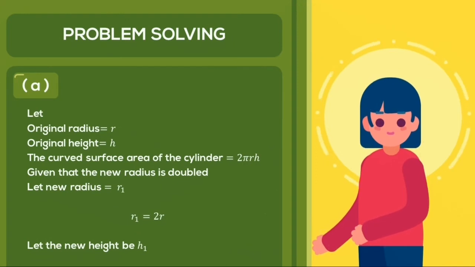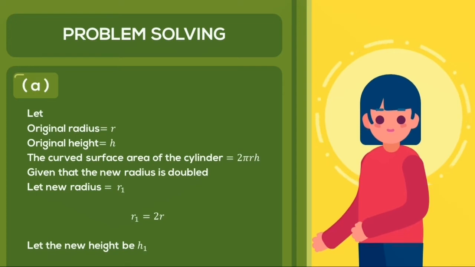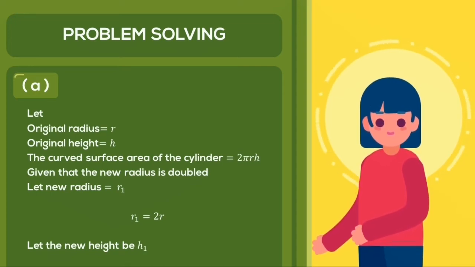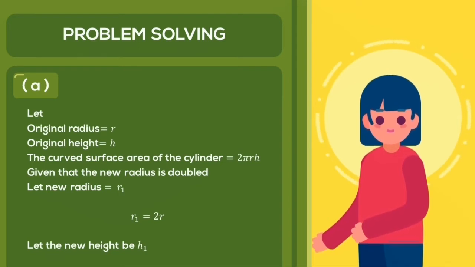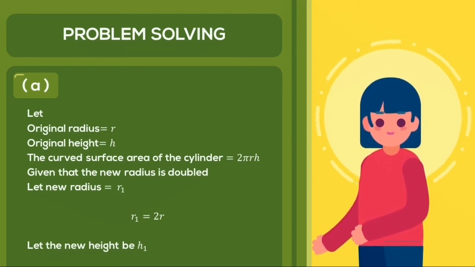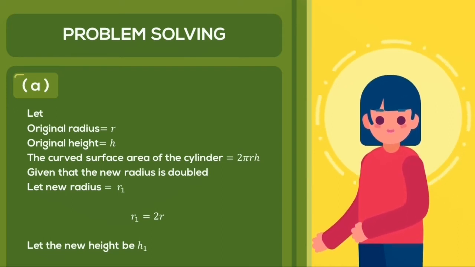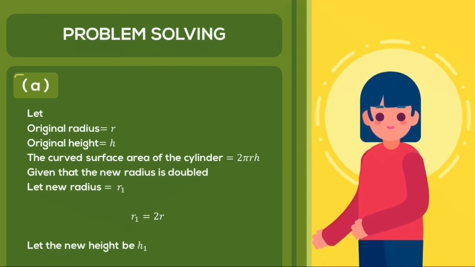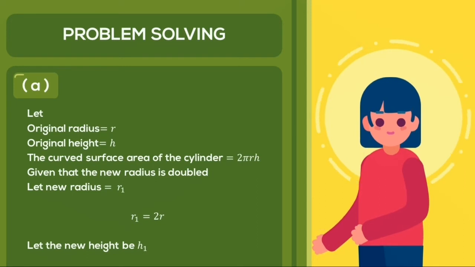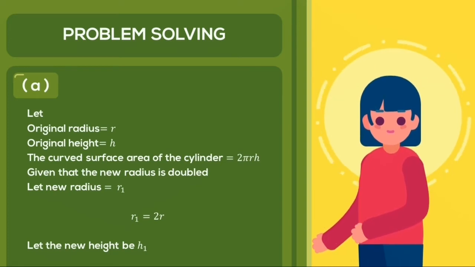Now, let's solve the problem. We begin with the problem A. If the radius of a cylinder is doubled and its curved surface is not changed, the height must be halved. Is it true or false? Firstly, let the original radius be r and the original height be h. And the curved surface area of the cylinder is 2 times pi times r times h. And given that the new radius is doubled, and let the new radius be r1, so r1 is equal to 2r. Let the new height be h1.